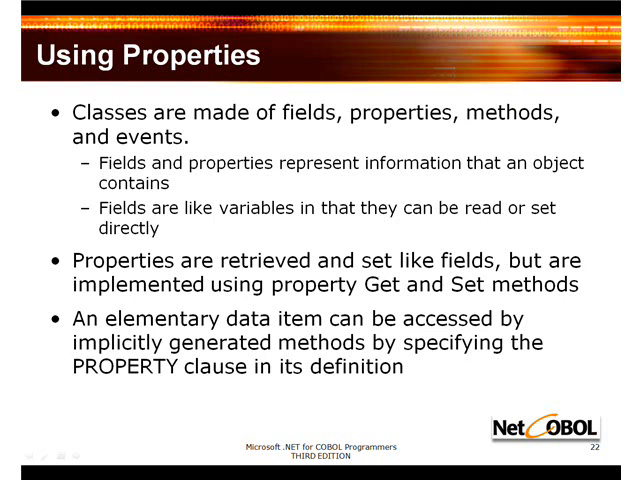Data, or specifically elementary data items, can be accessed implicitly by generated set or get methods by specifying the property clause in its definition. What this means is that when you move values to an elementary data variable, the set method is implicitly called. When you move data from an elementary data variable, the get method is implicitly called. That covers COBOL, but you should also know that you may encounter various properties of objects in the .NET framework that will require you to provide an index or other value in order to get or set the value of the property. This is often referred to as an indexer.